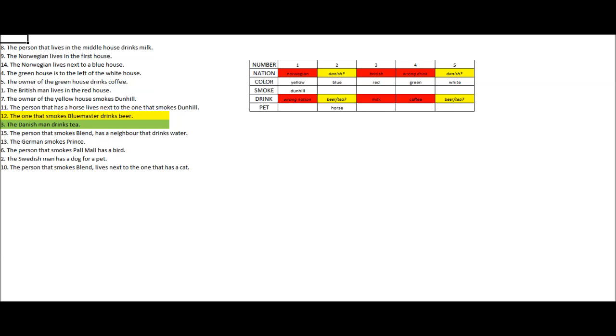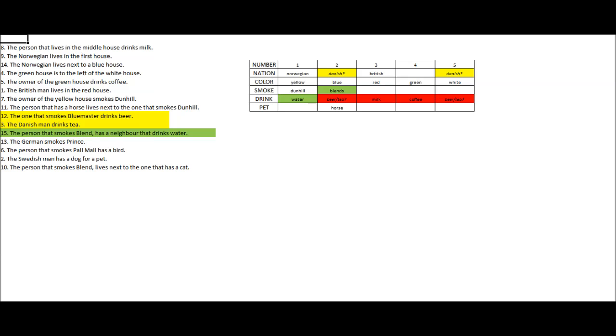And then the Danish man drinks tea. So from that point we can see it cannot be slot 1 or 3 because the nation's already filled in. Slot 4 already drinks coffee, so that leaves a possibility of slot 2 or slot 5. That also means that slot 2 and slot 5 can only be beer or tea because of the way the facts were stated. So between 2 and 5 is either beer or tea.